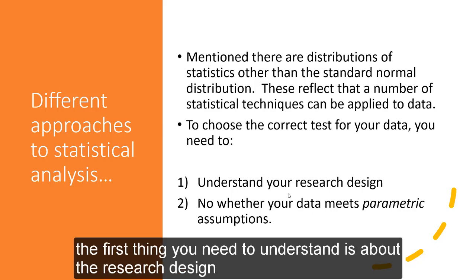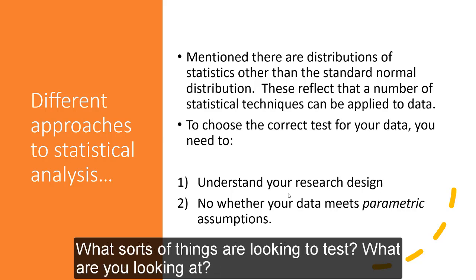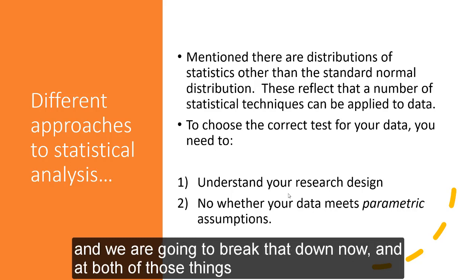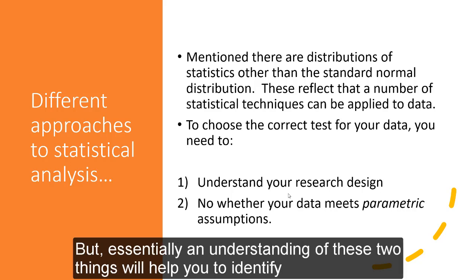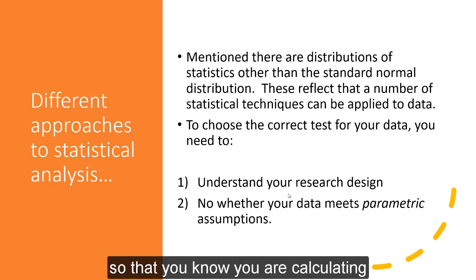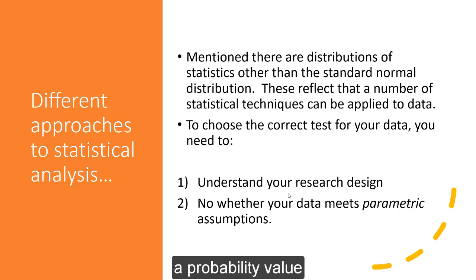The first thing you need to understand is about the research design. What sorts of things are you looking to test? What are you looking at? And the second thing that you need to look at is whether your data meets something called the parametric assumptions. And we're going to break that down now and look at both of those things. But essentially, an understanding of these two things will help you to identify which kinds of statistical tests you should run in which situations, so that you know you're calculating a probability value that makes sense.